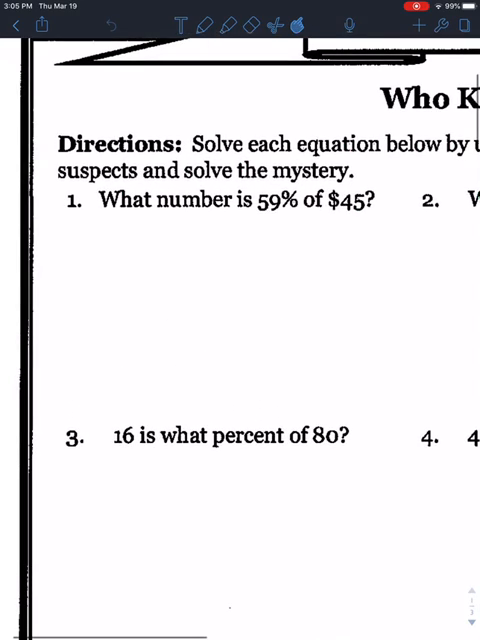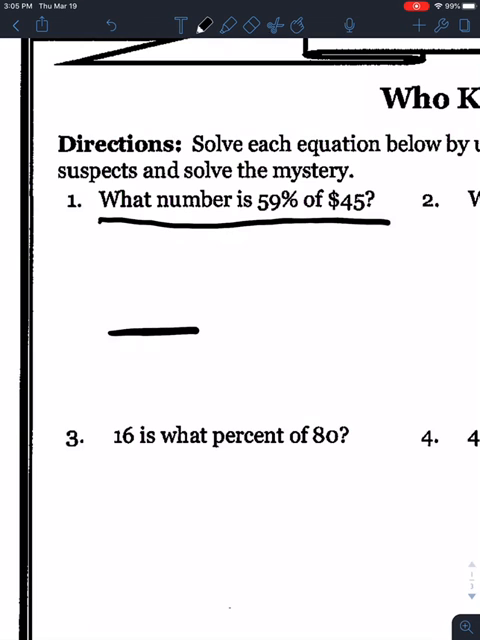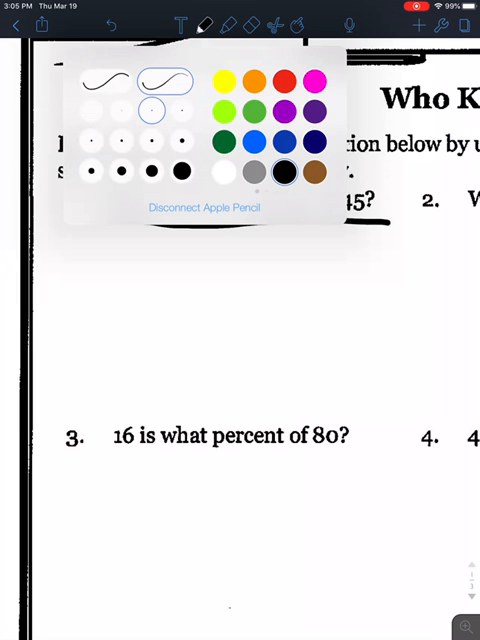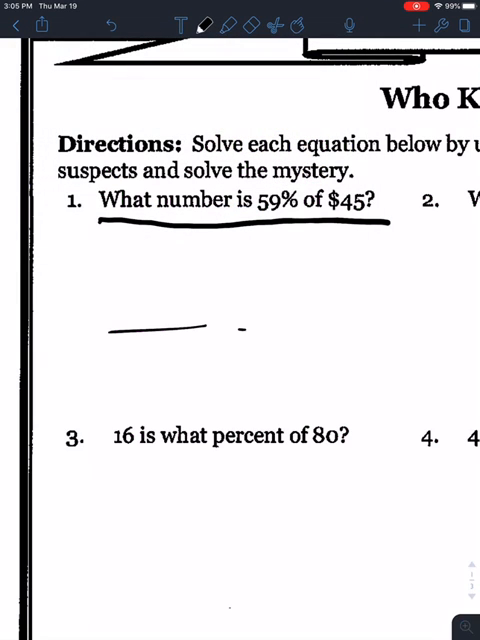So the first one we have here: what number is 59% of $45? With every one of these problems, I would like you to set up a proportion, just like we've been practicing. So you have a line equals a line.